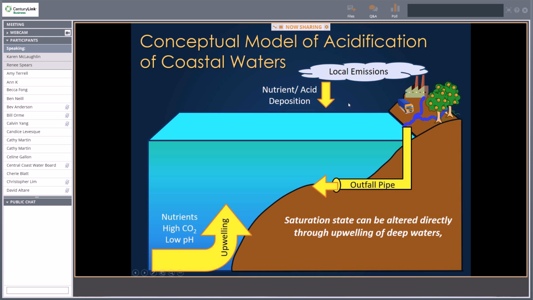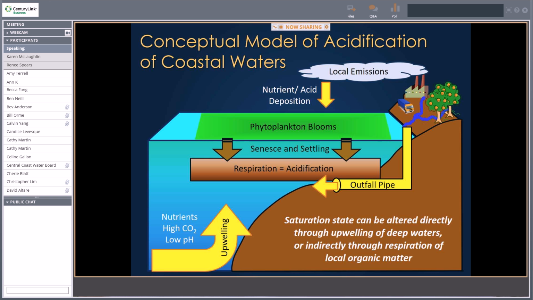into the coastal waters. All these nutrients work to develop phytoplankton blooms, and when these blooms senesce and settle below the euphotic zone, they are respired, and respiration consumes oxygen, leading to deoxygenation and hypoxia, but it also increases CO2 in the deep waters, and this can lead to additional acidification. So we have two different pathways through which acidification can affect our coastal waters.